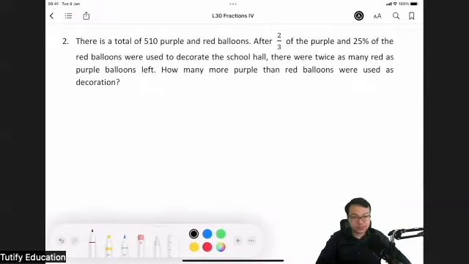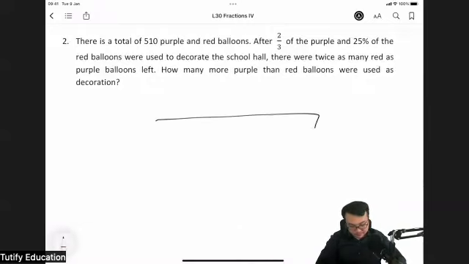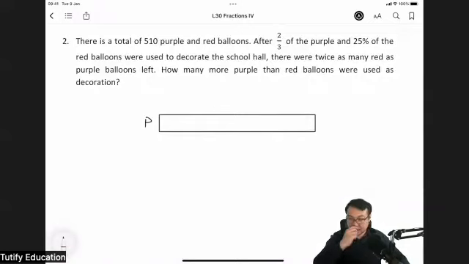Now, Azim, can you volunteer for this? So, Azim, let's say now I'm drawing all the purple balloons. These are all the purple balloons. Can you tell me, how many units are you going to give the purple balloons? You look at this fraction. 2 out of 3 of the purple balloons were being used. 3 units. Okay, let's give 3 units first.